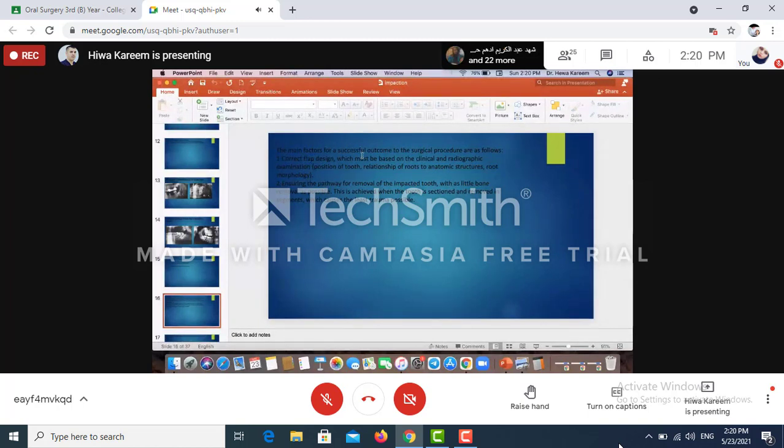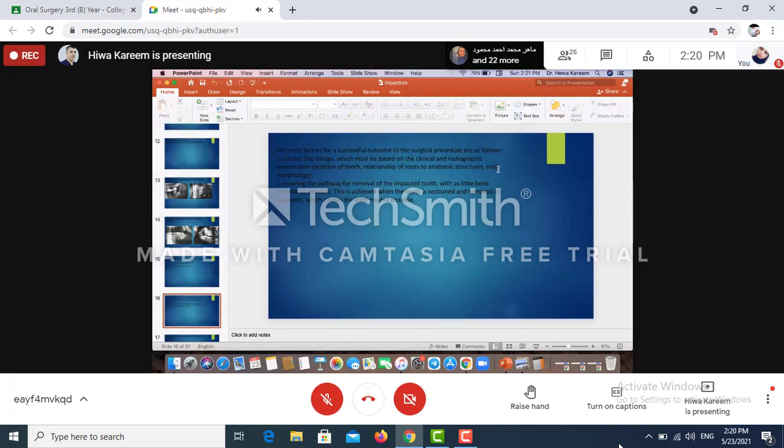The main factors for a successful outcome of a surgical procedure are as follows. First, correct flap design. How can you make the correct flap? Properly make a good design for the flap. This is based on the clinical and radiological examination: position of the patient, position of the tooth, and relation of the root to anatomical structures and root morphology.